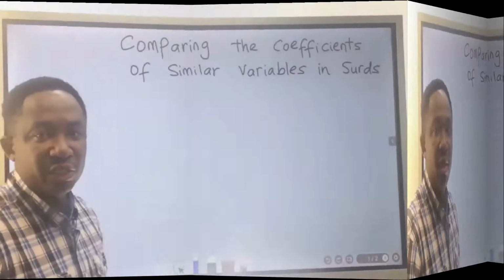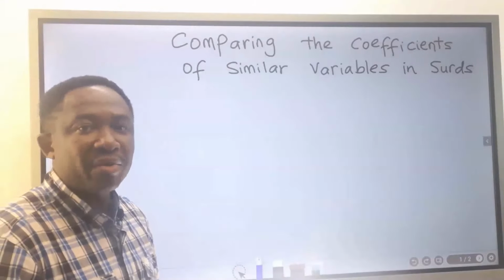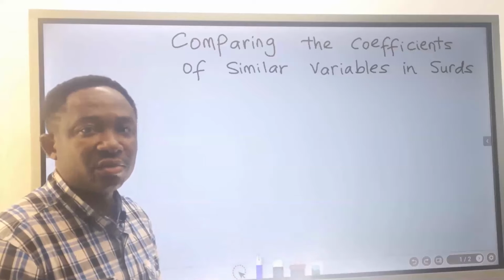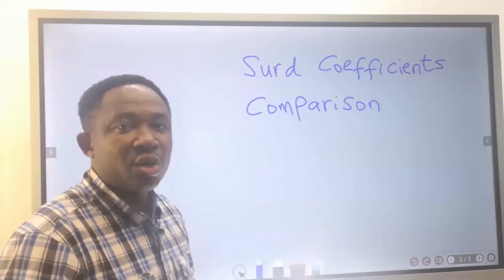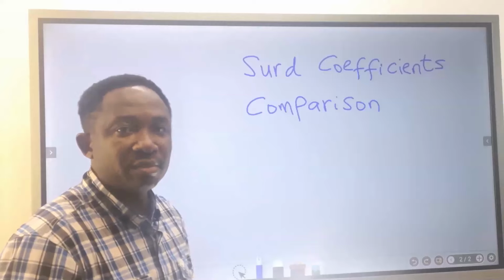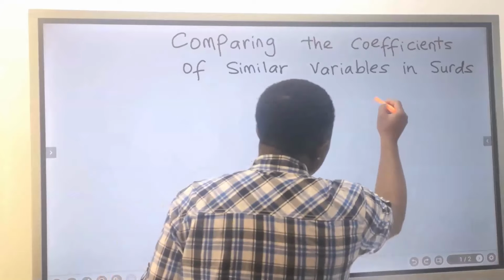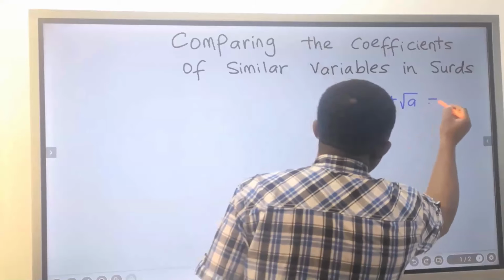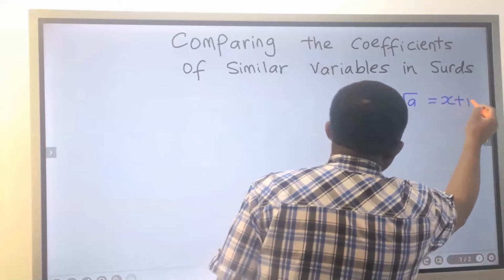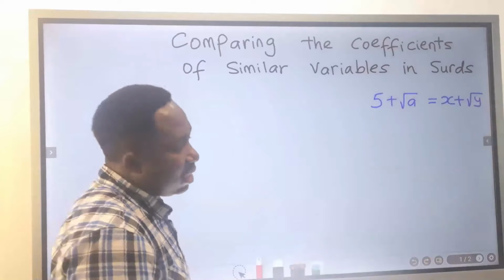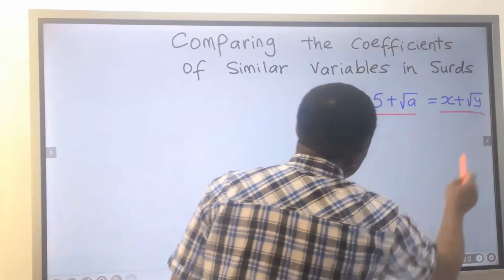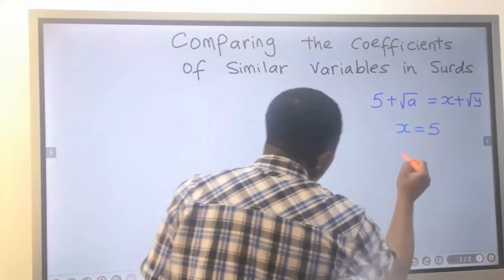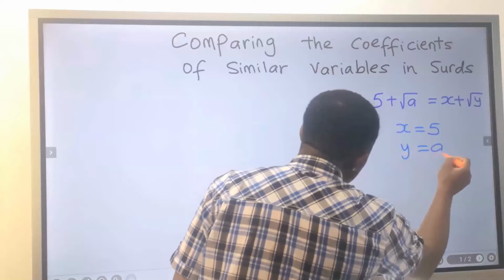In this video session, we're going to consider comparing the coefficients of similar variables in surds. You can simply call it surd coefficients comparison. For example, if we have 5 plus the square root of a and we have x plus the square root of y. Next, if you compare both sides of the equal sign, x is 5 and y is a.